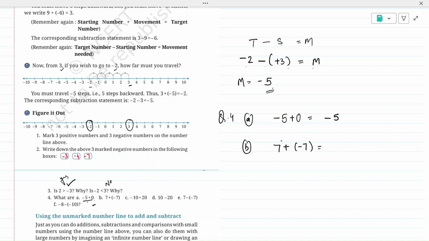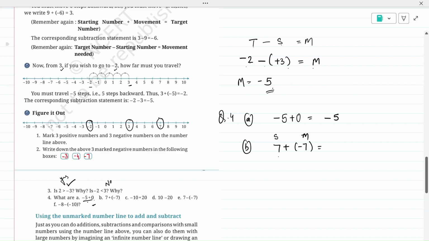Okay. Now, B part is 7 plus -7. That means in this question my starting point is 7, and I am making a movement of -7 here. Okay, so that means I will reach 0. It also means that I'm somewhere here.